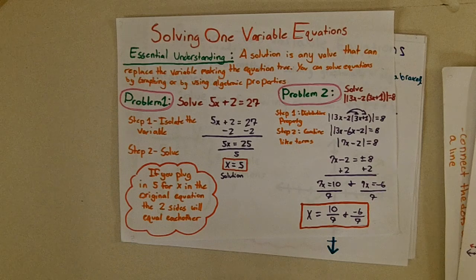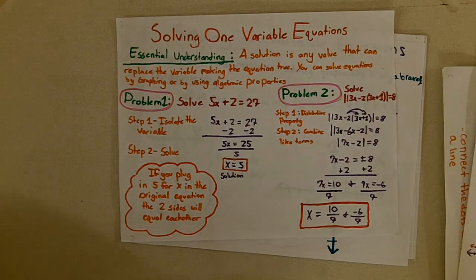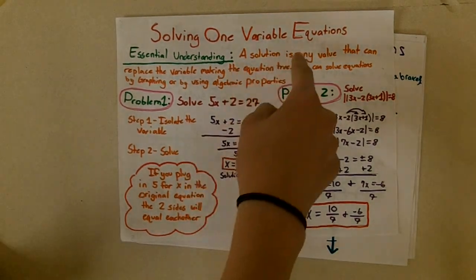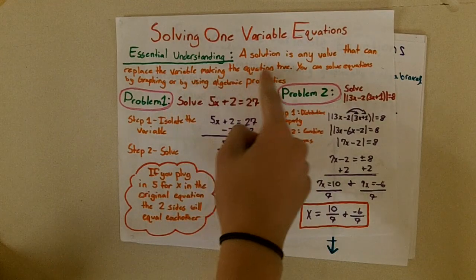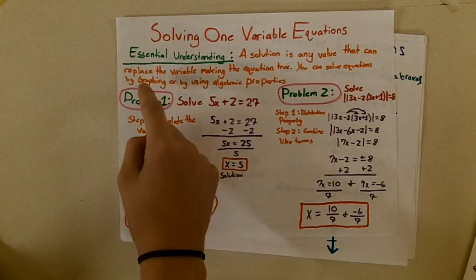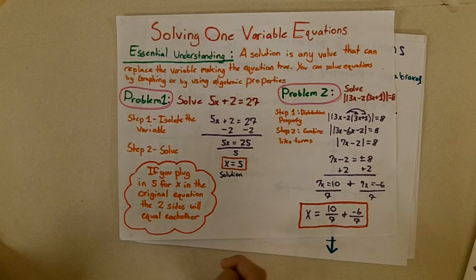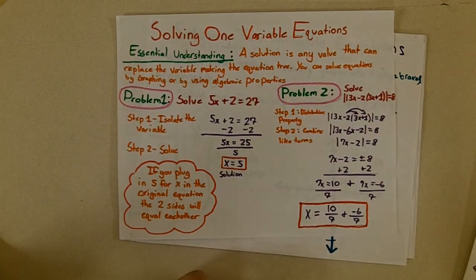Now let's learn how to solve one-variable equations. So the essential understanding here is that a solution is any value that can replace the variable, making the equation true. You can solve equations by graphing or by using algebraic properties. So what we're going to do here is graph them.